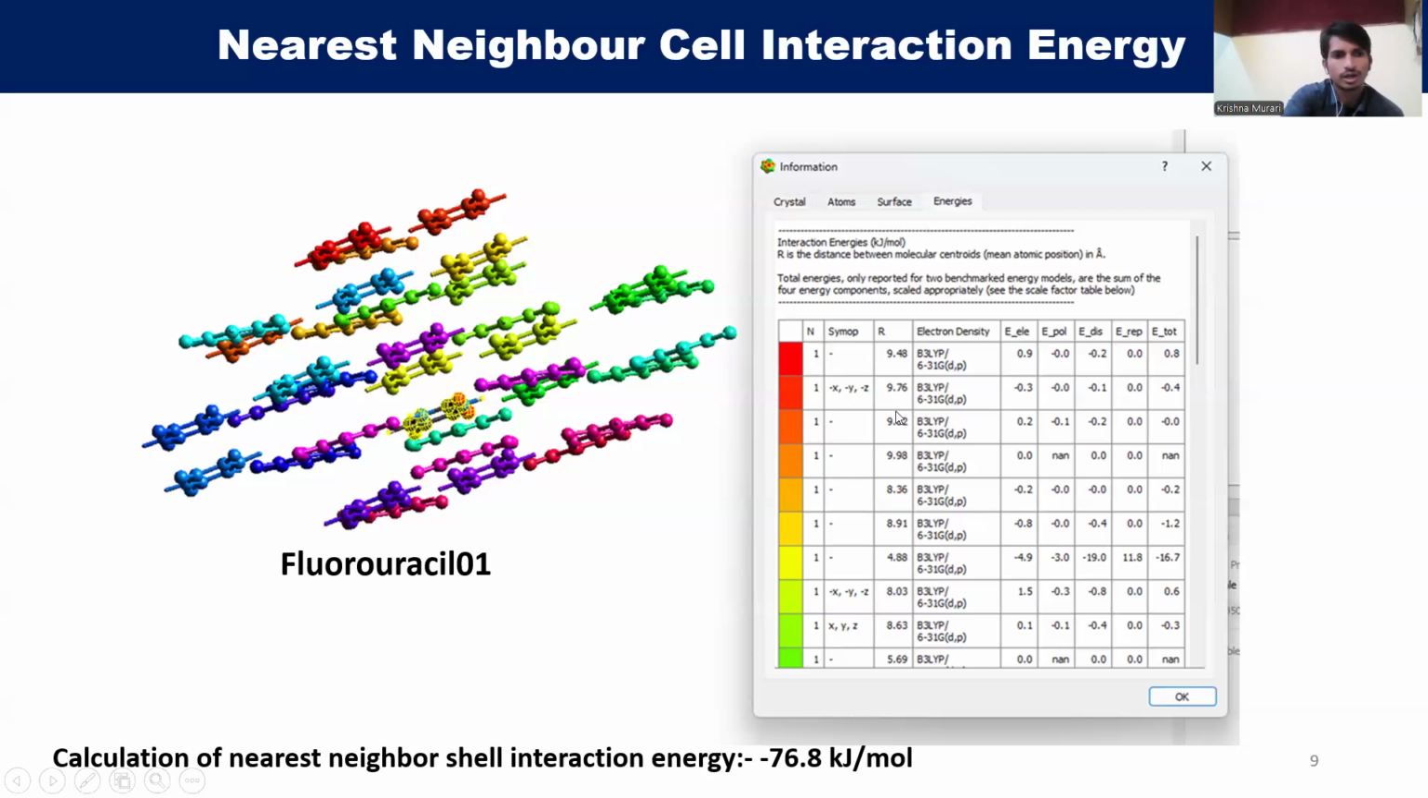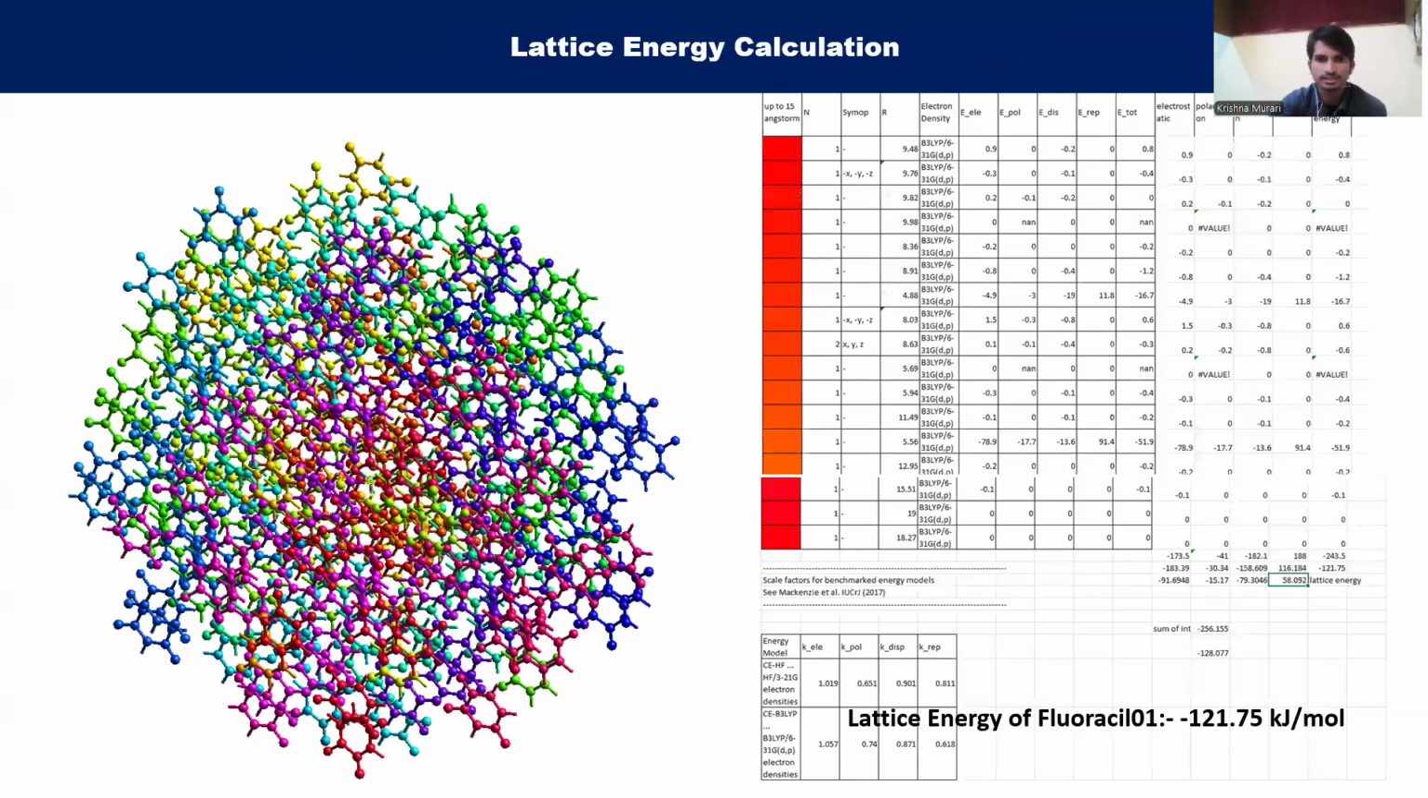Now, I have calculated the nearest neighbor cell interaction energy for three molecules: two polymorphs of fluorouracil, and one pyrene structure. For fluorouracil, the nearest neighbor cell interaction energy came out to be minus 76.8 kilojoule per mole. Now, we have done the lattice energy calculation.